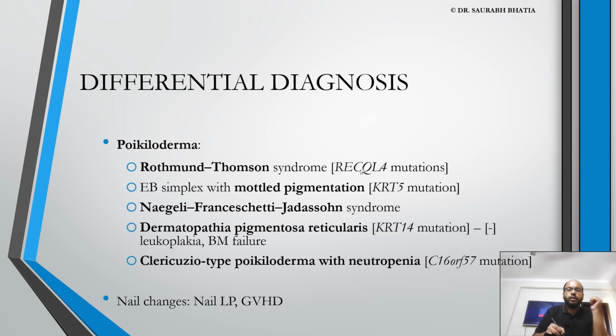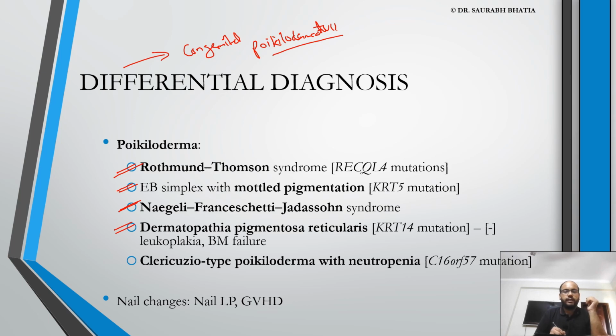Now, differential diagnosis of DKC essentially involves a list which has congenital poikiloderma. Okay, so congenital poikilodermatous disorders. Now, what are these disorders? You have Rothmund-Thomson syndrome, EB simplex with mottled pigmentation, Naegeli-Franceschetti-Jadassohn syndrome, dermatopathia pigmentosa reticularis, and Clericuzio-type poikiloderma. So these are all 5 disorders mentioned in Rook's, but important disorders to remember are Rothmund-Thomson, NFJ syndrome, and DPR.